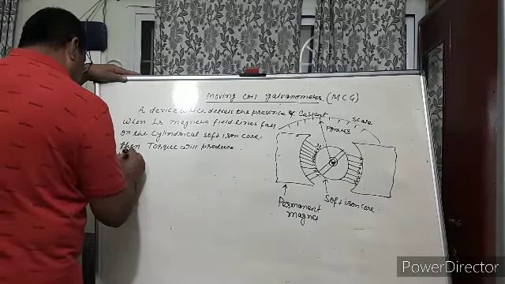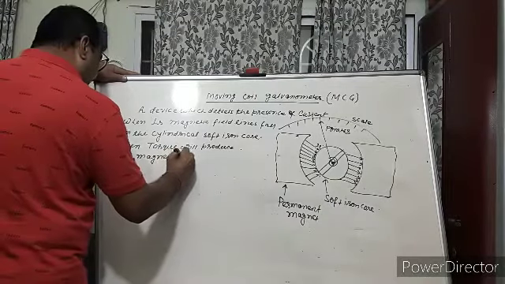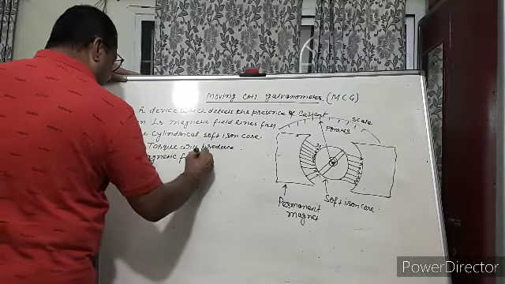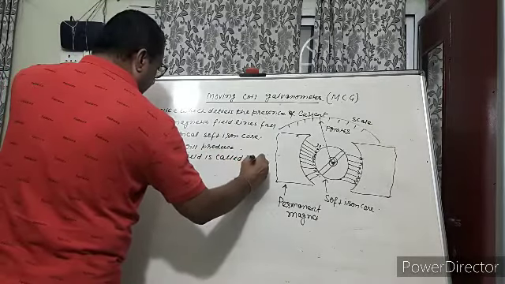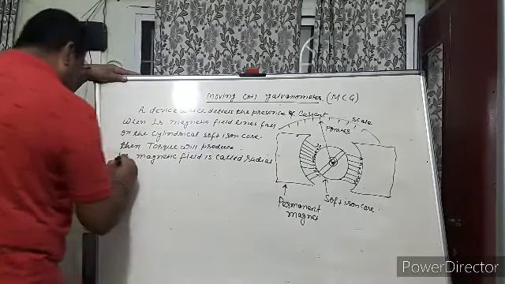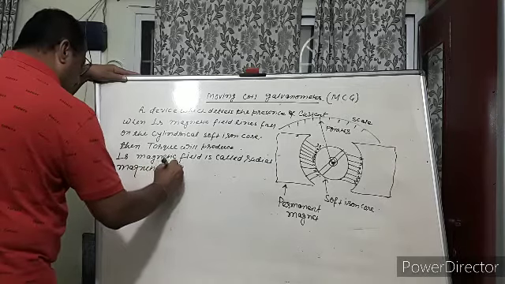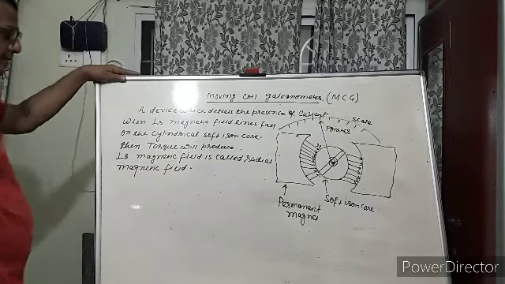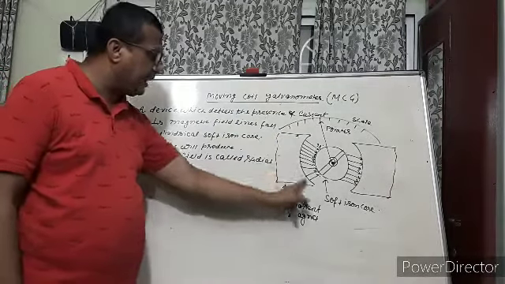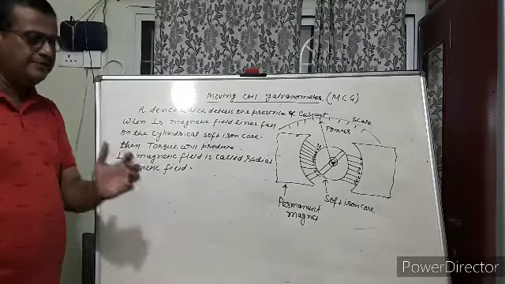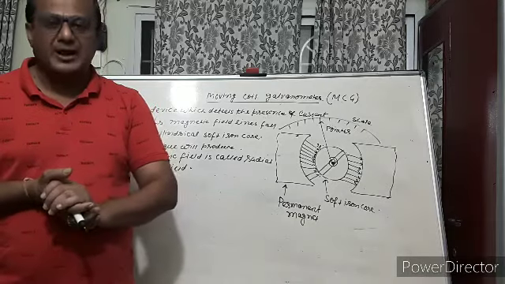A perpendicular magnetic field is called a radial magnetic field. To produce a radial magnetic field, a concave type of magnet is taken. A concave magnet actually gives the perpendicular magnetic field on the soft iron core.